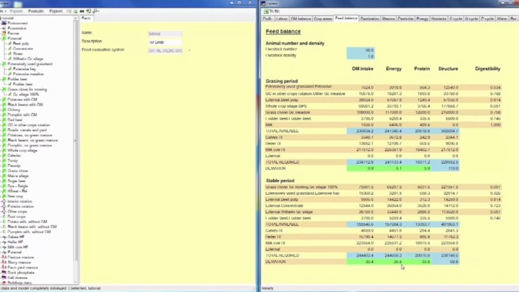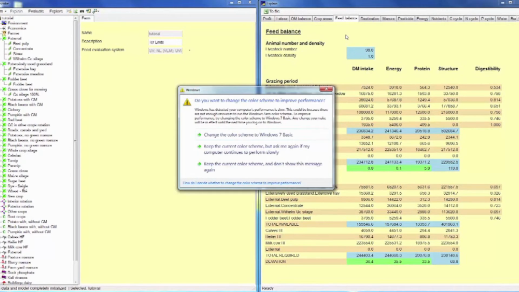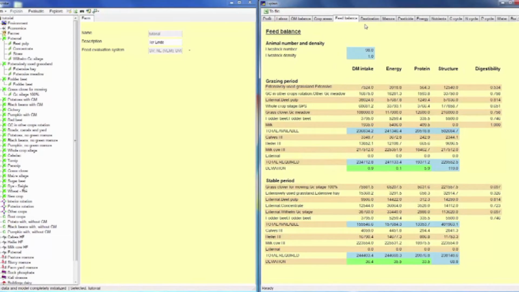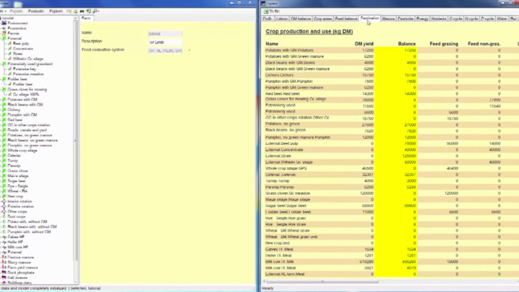To balance the diet, we will have a closer look at the fodder crops in the Design window. We will check the amounts given as feed for animals, the fraction fed in non-grazing period, the feed values, and the yields. First, have a look which crops are fed in the stable period. You can see this in the Destination tab. Now we will check which values can be adjusted in order to balance the diet.